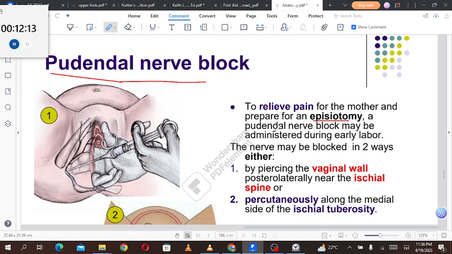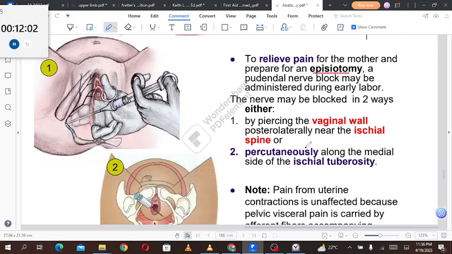So the pudendal nerve block is administered like that, or maybe the fetal head is very large and we need to do an episiotomy. In that particular case, we administer the pudendal nerve block. The nerve may be blocked in 2 ways: either by piercing the vaginal wall posterolaterally near the ischial spine, or percutaneously along the medial side of the ischial tuberosity.